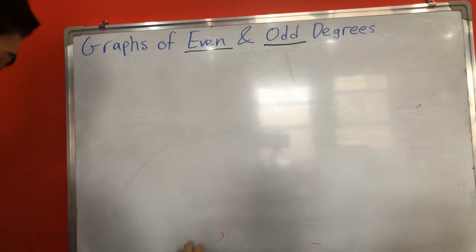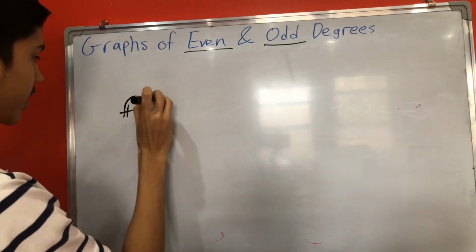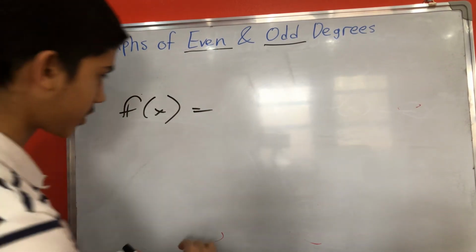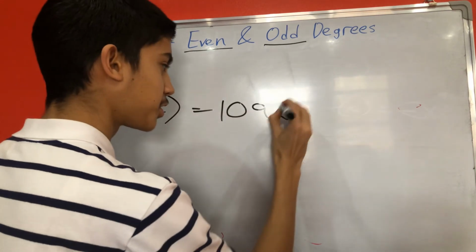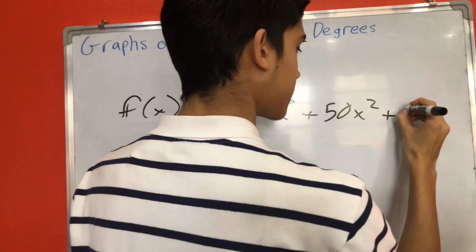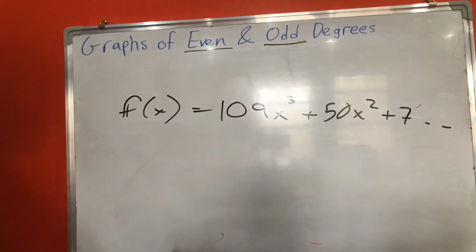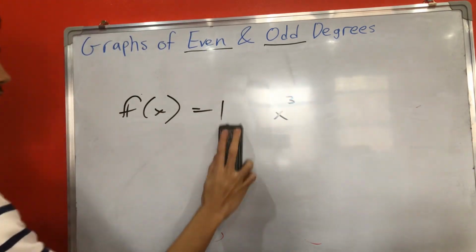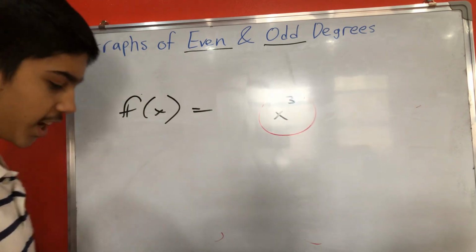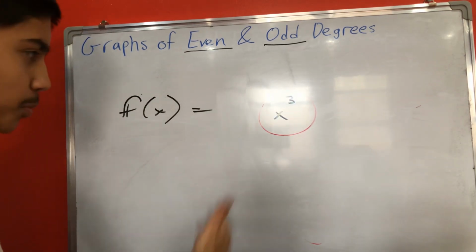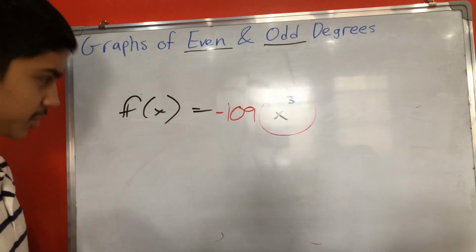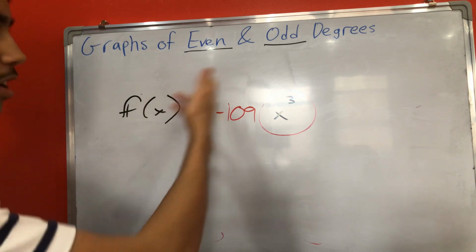Let me show you what a real example would look like. They might say something like 109 x cubed plus 50 x squared plus 7, and they might throw in a bunch of other stuff. The only thing we're concerned about is the highest degree term. We get rid of everything else. We just look at the highest degree of x. The highest degree is 3, and the coefficient was positive 109. But if it was a negative 109, again, our graph will end in the negative. So that's polynomial end behavior for odd and even degrees.